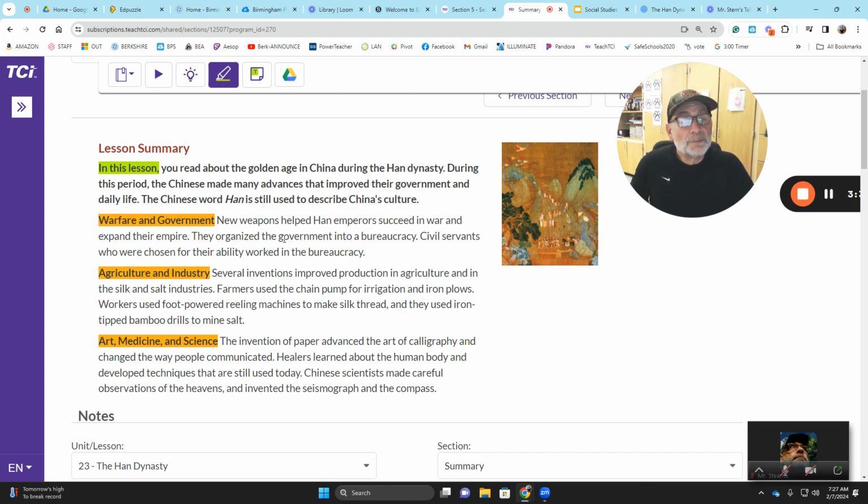Let's take a look at art, medicine, and science. The invention of paper advanced the art of calligraphy and changed the way people communicated. Healers learned about the human body and developed techniques that are still used today. Chinese scientists made careful observations of the heavens and invented the seismograph and compass. Okay? So what do you have to do? I don't know. Pretty simple, guys.